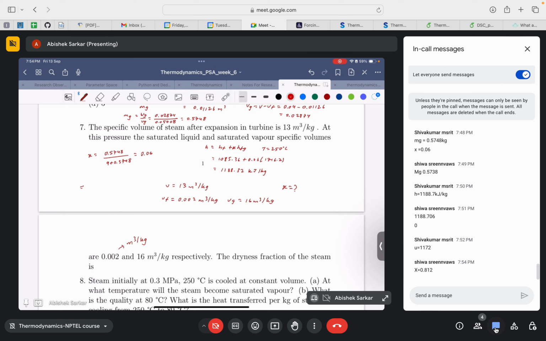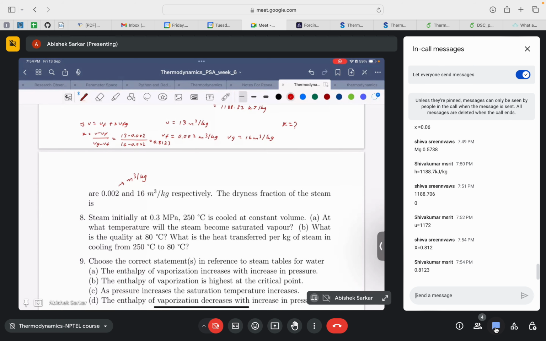Simply use the formula v equals vf plus x vfg. So x would be v minus vf divided by vg minus vf. So it is 13 minus 0.002 over 16 minus 0.002. So we will get it as 0.8123. Okay, thank you.